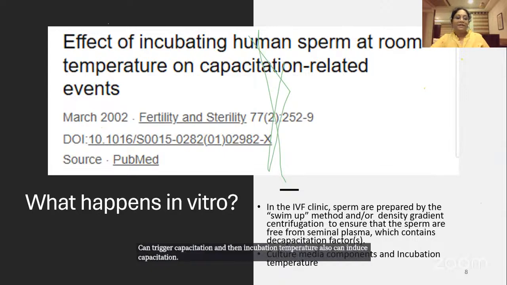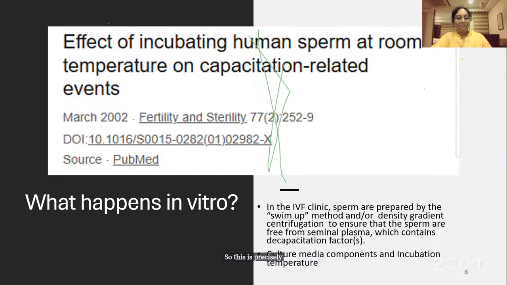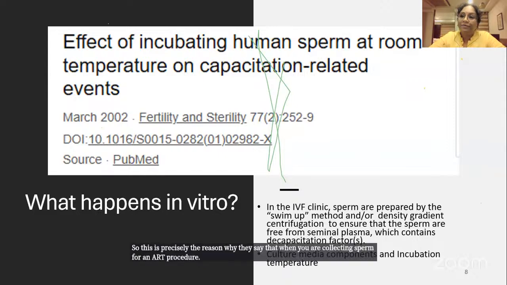So this is precisely the reason why they say that when you are collecting sperm for an ART procedure, it should not be kept at 37 degrees Celsius for a very long period of time.